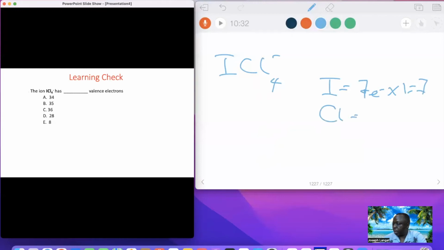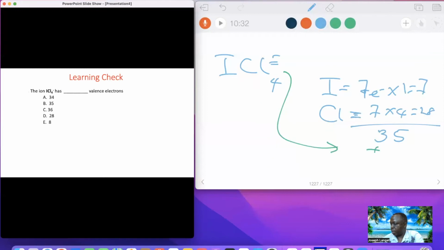Chlorine is in group 7, times 4. If I add this, it will be 28, 35, and then there is an overall charge there of 1. We have to add 1 electron, and we have 36 valence electrons. 36 valence electrons.